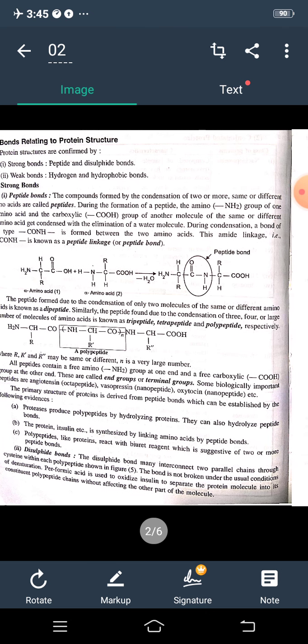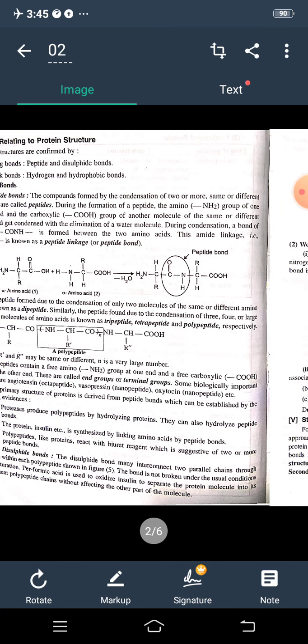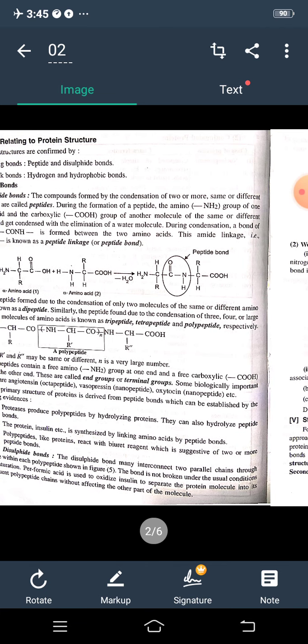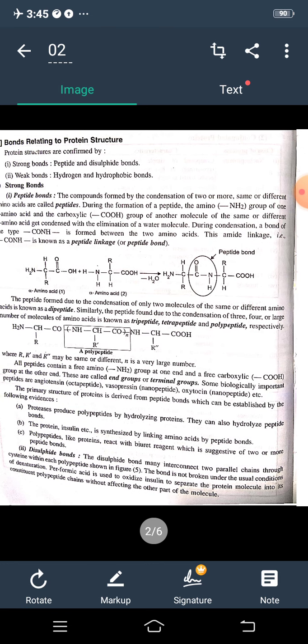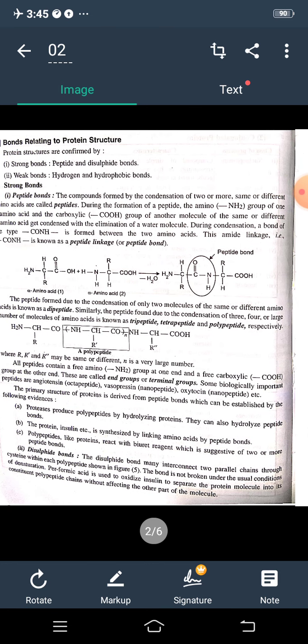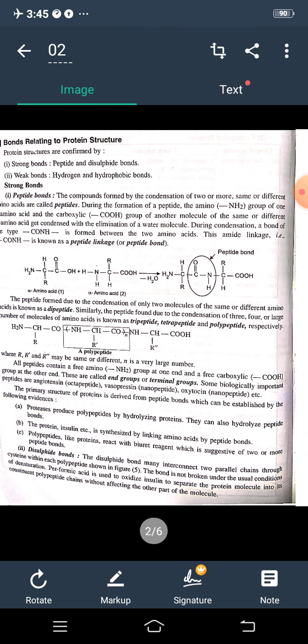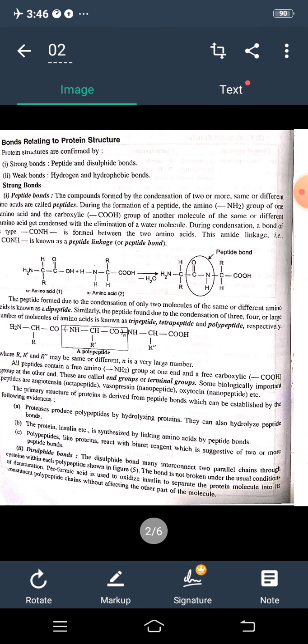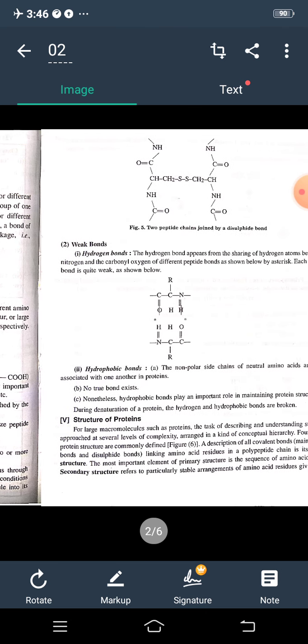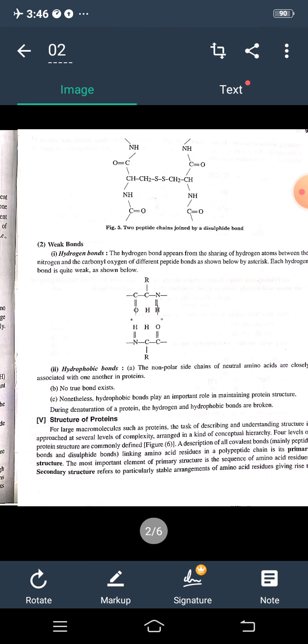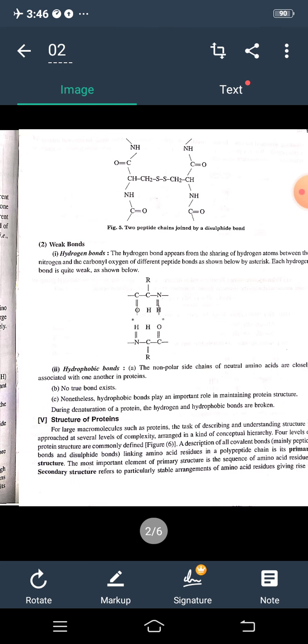Then disulfide bond. The disulfide bond may interconnect two parallel chains through cystine within each polypeptide, shown in figure 5. The bond is not broken under the usual conditions of denaturation. Performic acid is used to oxidize insulin to separate the protein molecule into its constituent polypeptide chains without affecting the other parts of the molecule. As shown in figure 5, two peptide chains are joined by a disulfide bond.